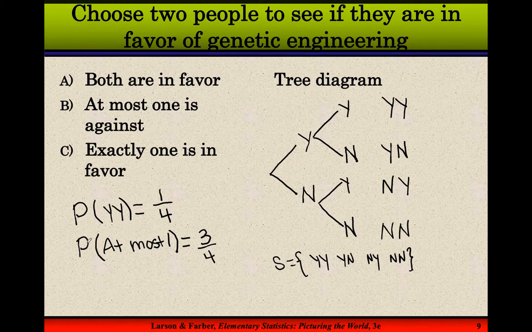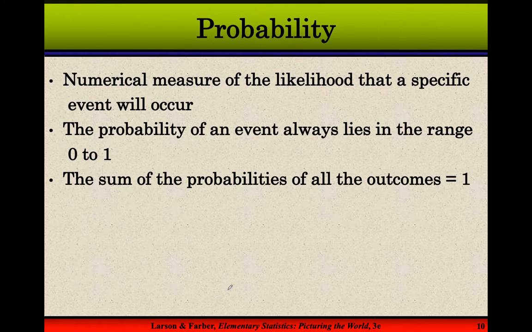Now that's different than exactly 1 being in favor. At most 1 is not the same as exactly 1. How many of these outcomes have exactly 1 yes in them? Well, that's these two. So there's 2 of our 4, which of course reduces to 1/2, that are in favor of genetic engineering. So that's how you can use a tree diagram and a sample space for that matter to come up with some probabilities.